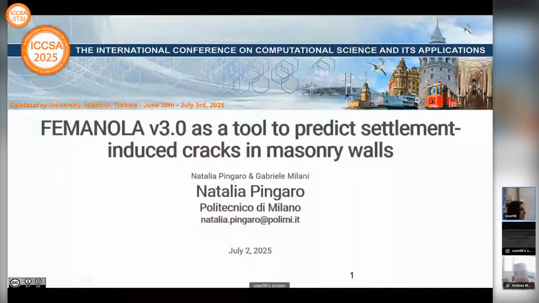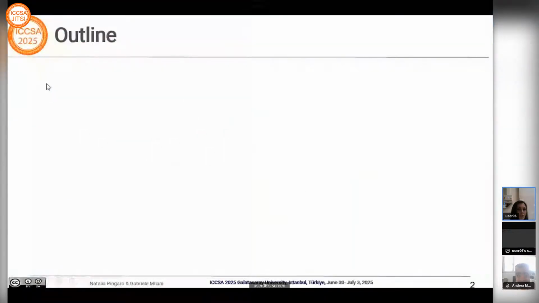I am Natalia Pingaro, a PhD student from Politecnico di Milano, and I am here to present a work done in collaboration with my supervisor, Professor Gabriele Milani, which is titled Femanola as a tool to predict the settlement-induced cracks in masonry walls. Let us see the outline of the presentation.